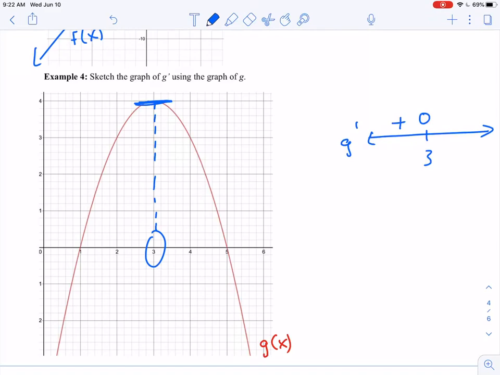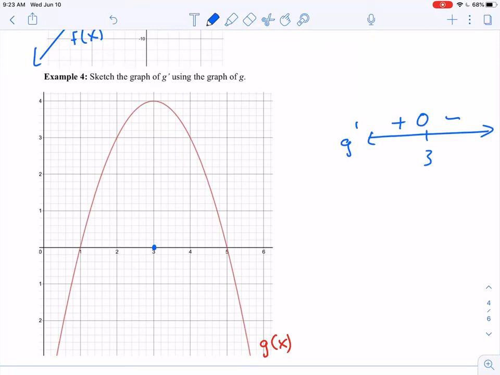And then, what's happening after that? After 3, my function starts to go down again. It's decreasing, so I know that the sign of the derivative must be negative on the right-hand side of 3. At this point, I think I've got pretty much everything I need. I'm going to start with that x-intercept. So I know that my derivative should be crossing the x-axis at 3 because I have that y value of 0.